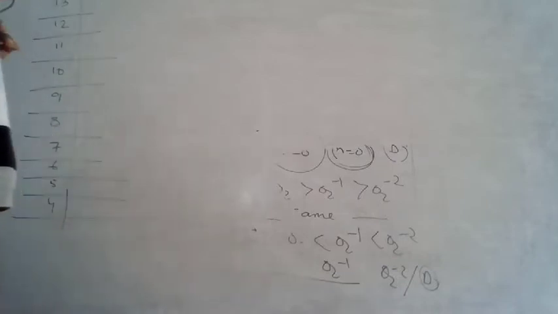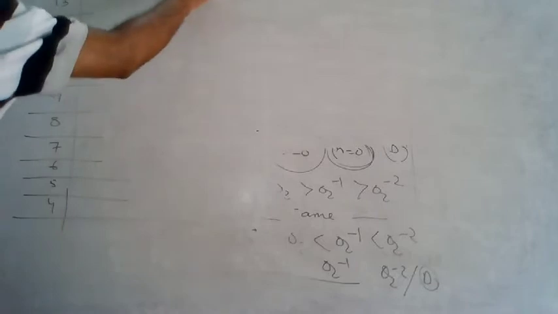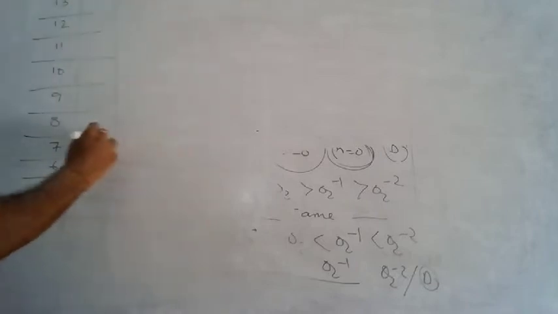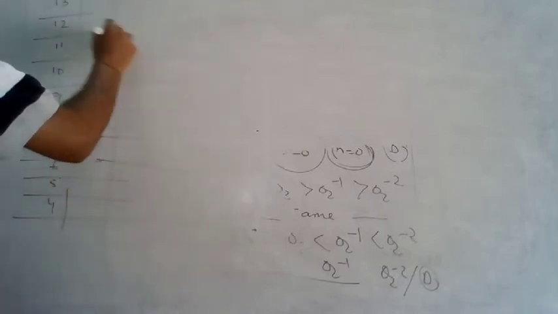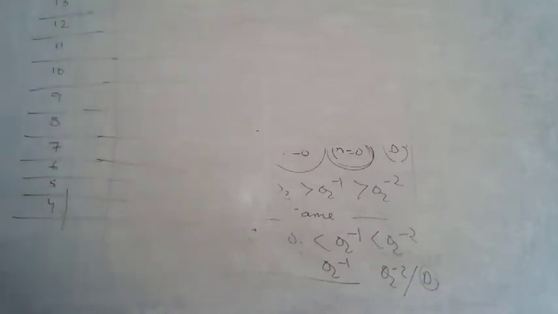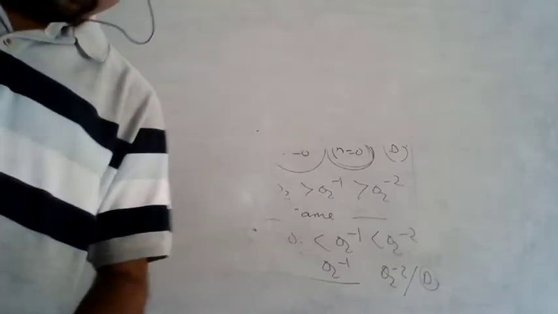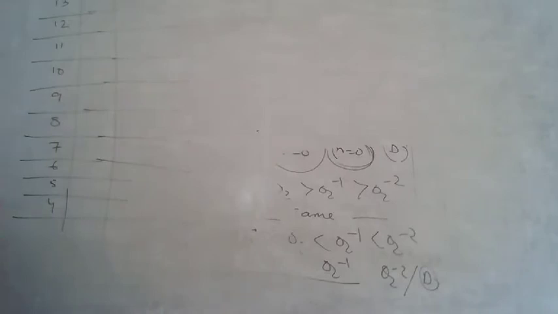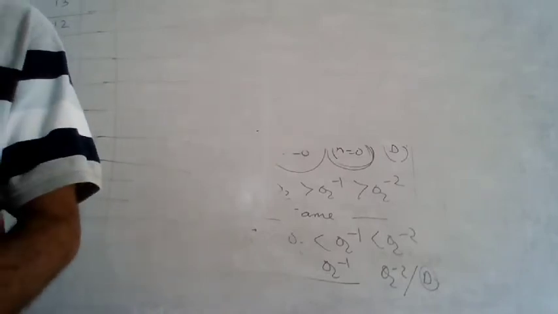The number of unpaired electrons here is 0, so it will be diamagnetic. This will be paramagnetic, and this is also paramagnetic. So here the number of unpaired electrons is 0, so it is diamagnetic.